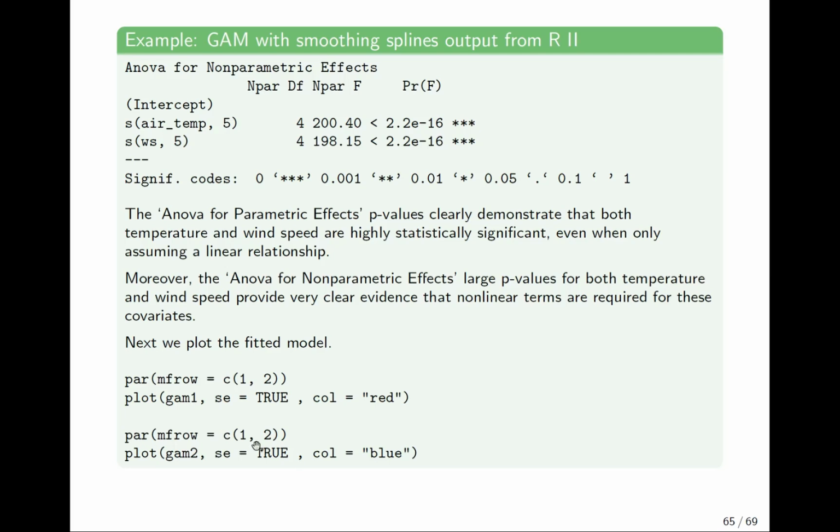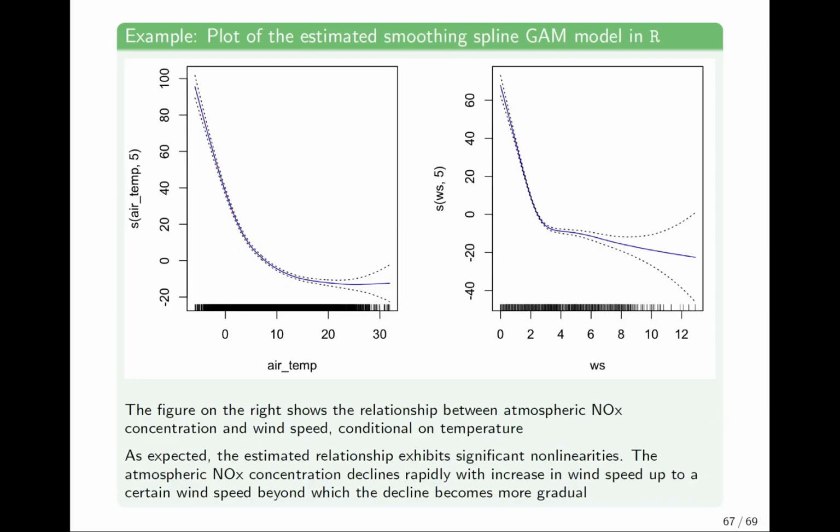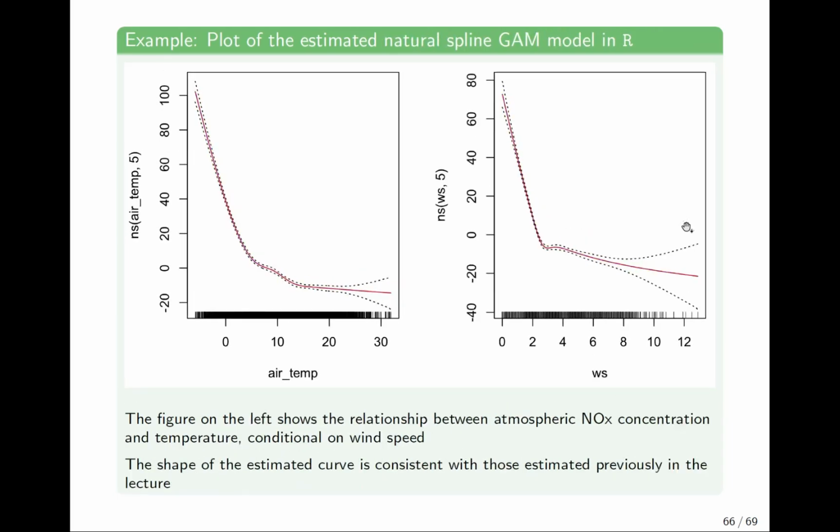Next, we can plot the fitted model, and the gam package makes this very easy using this notation here. First of all, this is the natural spline, and then we have the smoothing spline, and as you can see, the diagrams look very similar. Let's deal with the diagram on the left. This is air temperature on NOx concentration. It shows the relationship between NOx concentration and air temperature, and the shape of the estimated curve is essentially consistent with those we've looked at previously in the lecture, so we get the same kind of answer.